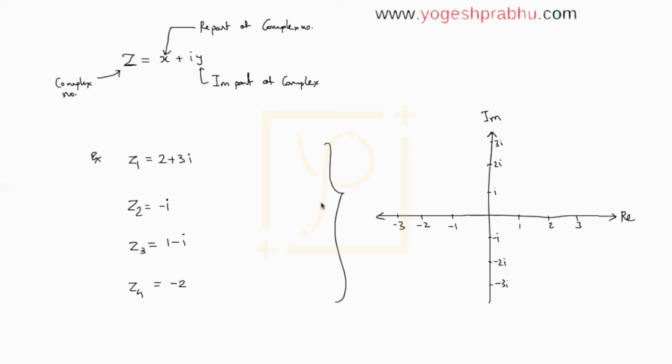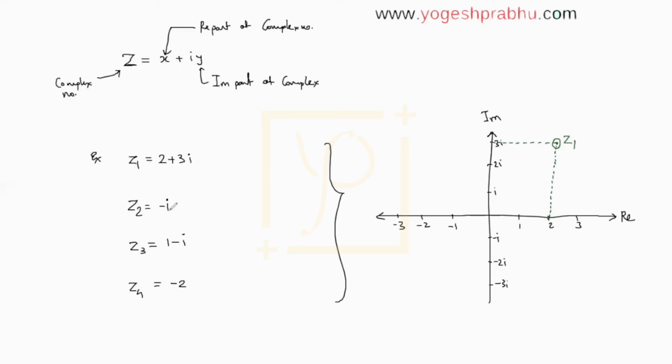When you have Z1 as 2 plus 3i, understand that 2 is the real part and 3 is the imaginary part. So to represent Z1, we take the real value as 2, which is here, and the imaginary value as 3i. So this is 3i and this is 2, and their intersection point over here is Z1, which is 2 plus 3i. Basically, a complex number can be a point on a complex plane. So that's how your Z1 is going to be.